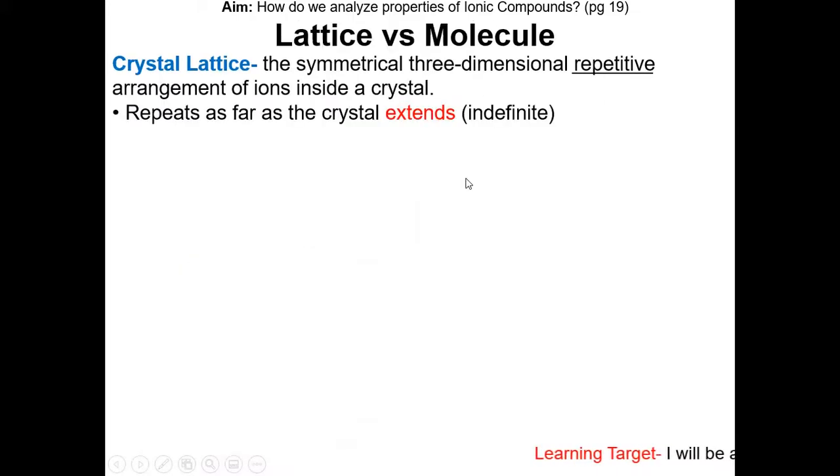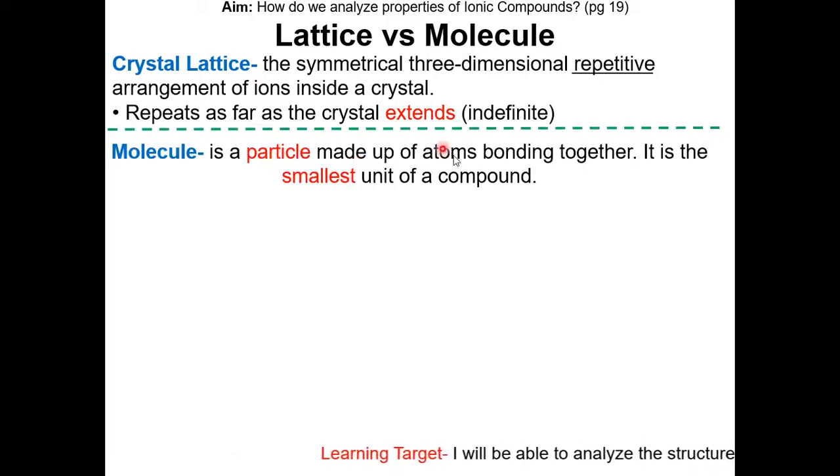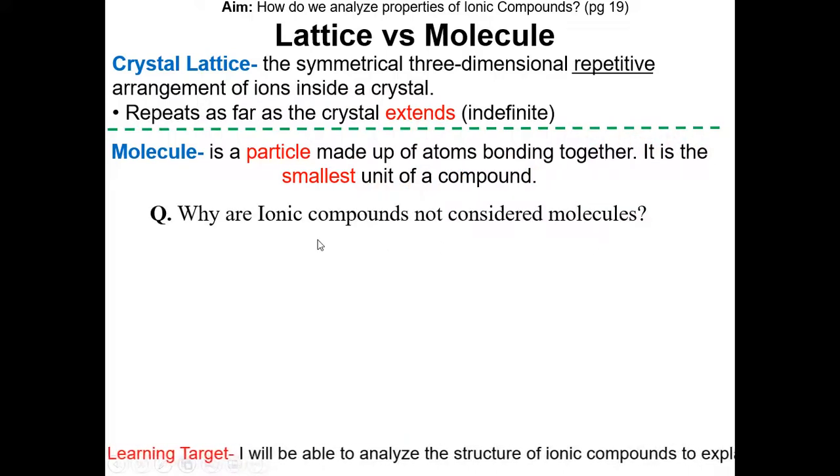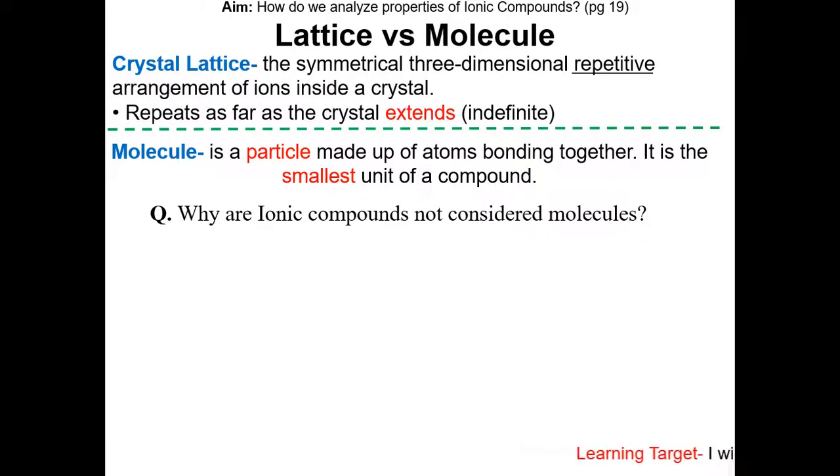Now we are going to compare the difference between a lattice and a molecule. A molecule, just to review, is a particle made up of atoms bonding together. It is the smallest unit of a compound. So the question is, why are ionic compounds not considered molecules? You should know that ionic compounds have a crystal lattice structure. So why are they not considered molecules?